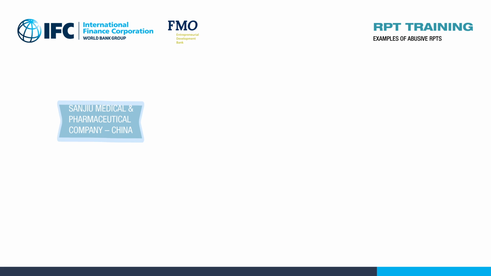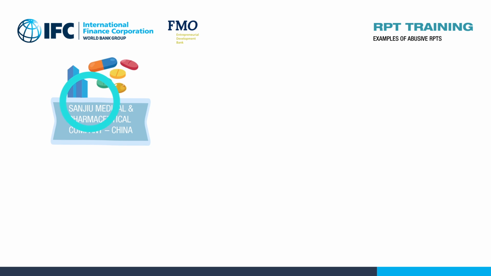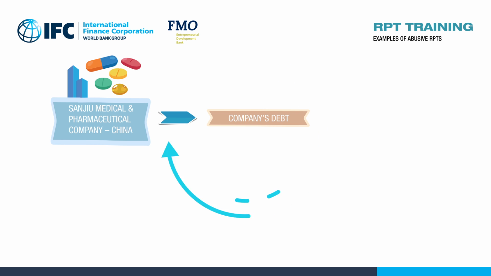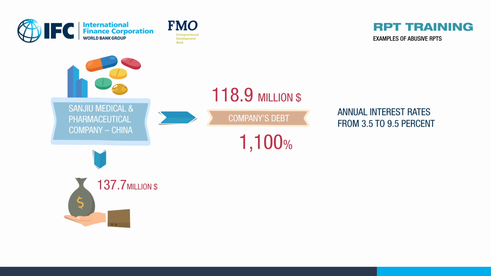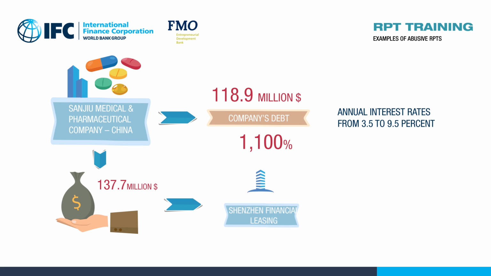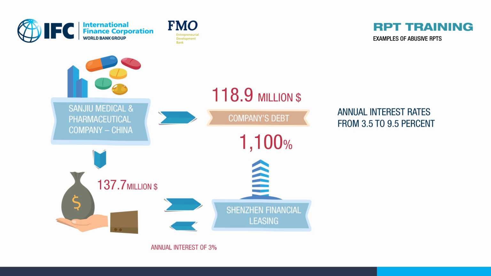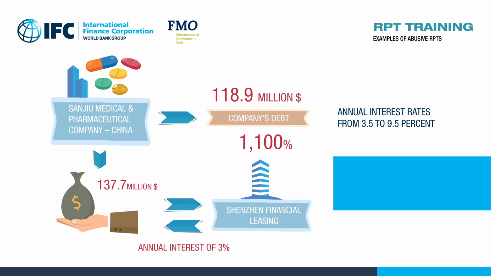The second example is Sanju Medical and Pharmaceutical Company in China. In 2000, its long and short-term debts increased by a whopping 1,100%, from $14 million to $119 million, with carrying interest rates rising from 3.5% to 9.5%. But also in 2000, the company deposited $137 million of its own funds to a related company, Shenzhen Financial Leasing, for an annual interest rate of 3%.